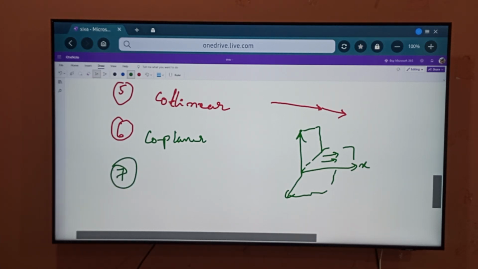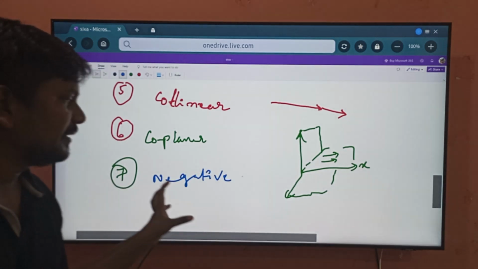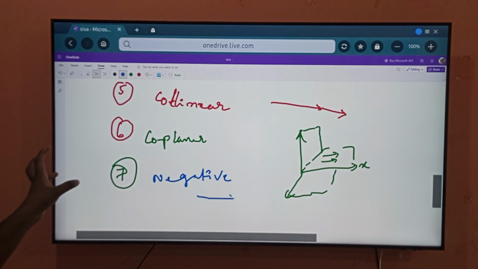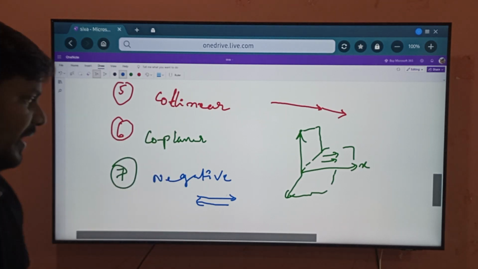And the seventh one is negative vectors. So what are negative vectors? A negative vector has equal magnitude but opposite direction. Those are called negative vectors.